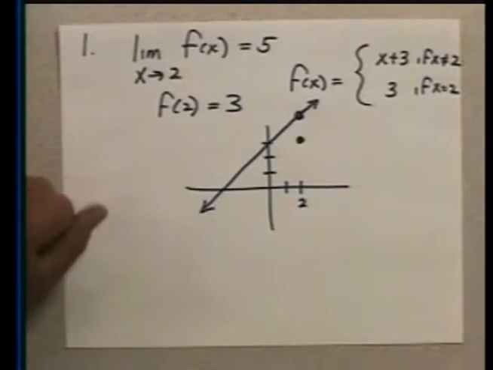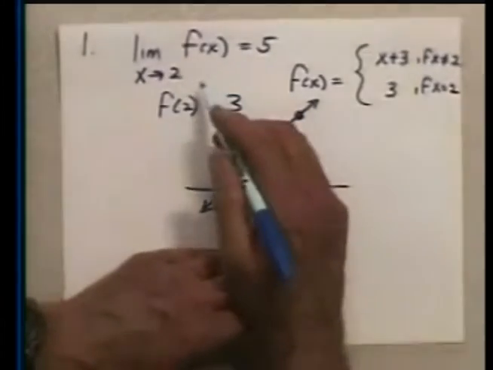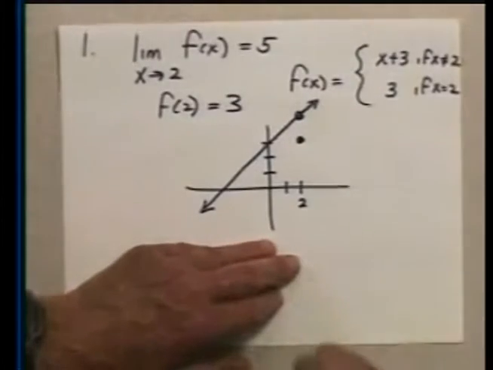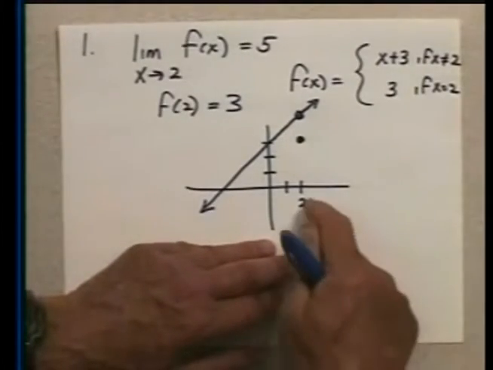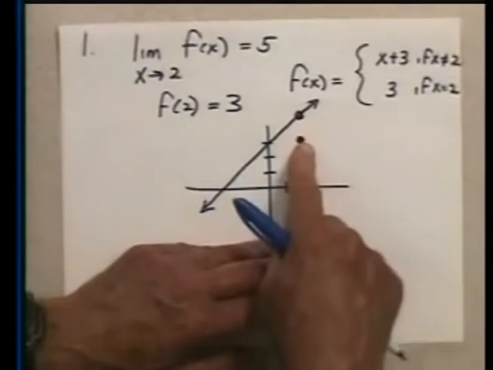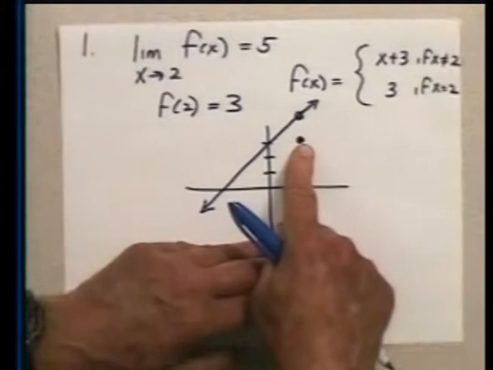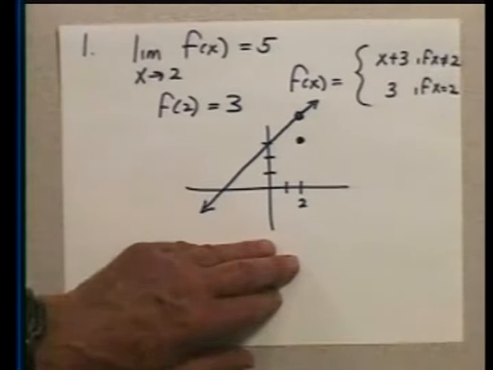But really, basically, the explanation is this. Yes, this could happen, because the graph could have a destination of 5 from both sides. But when you actually get to 2, it doesn't end up there. It falls down to 3. Does that make sense? Yeah. So they're trying to get at the fact that a limit is not necessarily where the graph ends up. It's where it's headed. It's its destination.